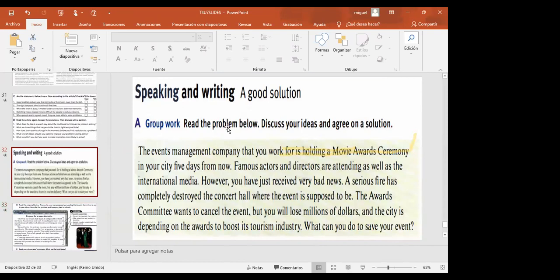Speaking and writing, a good solution. This is a good work. Read the problem below, discuss your ideas, and agree on a solution. Okay, I give you 2 minutes to read this, please. Silently. Just read it. It's a problem.